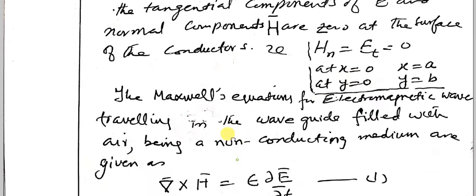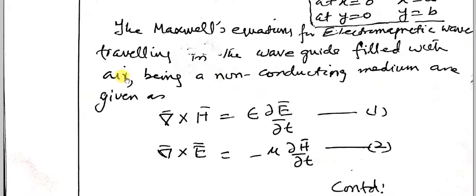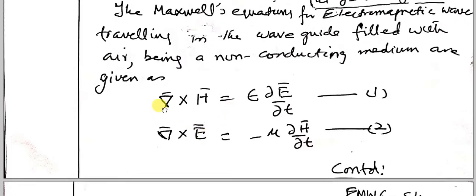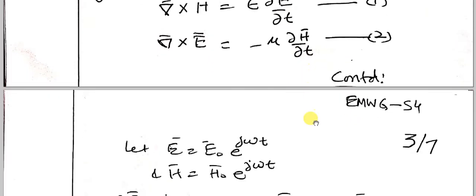The Maxwell equations for an electromagnetic wave traveling in the waveguide filled with air, now the medium inside the waveguide is air, being a non-conducting medium, are given as curl of H equal to epsilon delta E by delta t, and curl of E equal to minus mu delta H by delta t. We mark them 1 and 2.